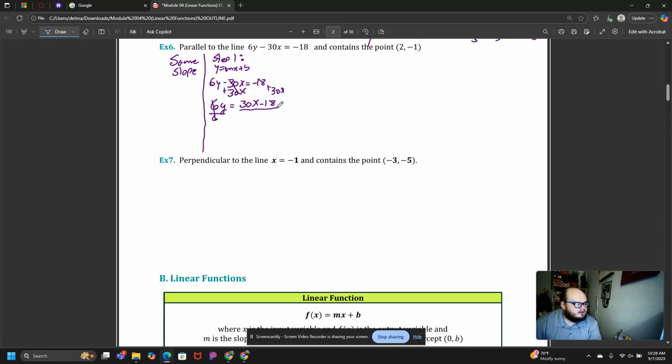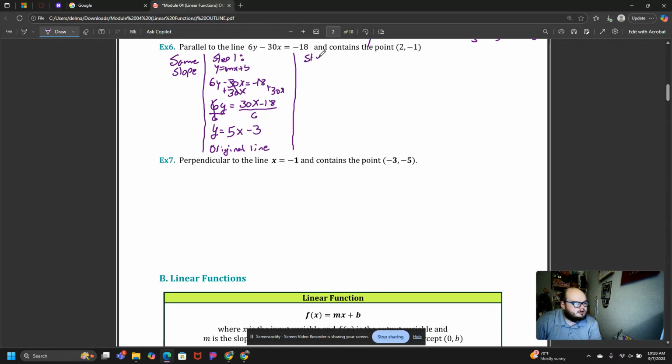Now we're going to divide by 6. Now remember that 6 goes into both. Okay, not just one of them. So I asked myself, well, how many times does 6 go into 30? It'll go in there 5 times. How many times does 6 go into 18? It'll go in there 3 times. So this is your original line in that slope-intercept format. Okay.